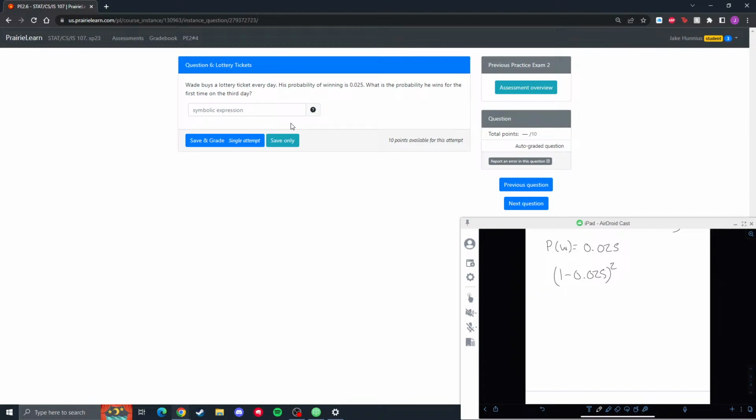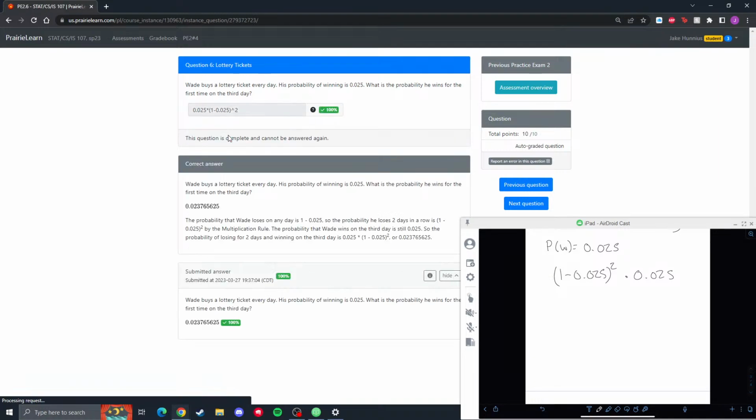So that's the probability that he loses on those first 2 days, and then we'll just multiply that by the probability he wins on the third day of 0.025. Since it's a multiplication, the order doesn't matter, so I'm just going to go this way, 1 minus, and then square it. And that's how we do that question.